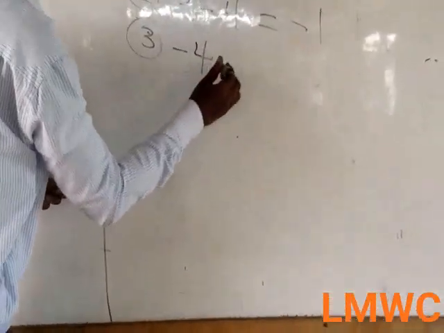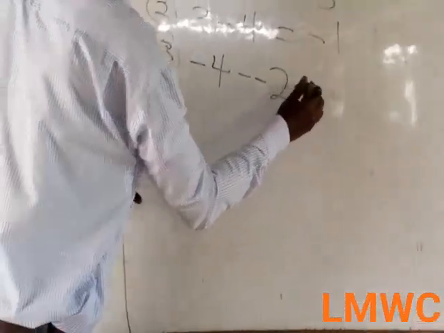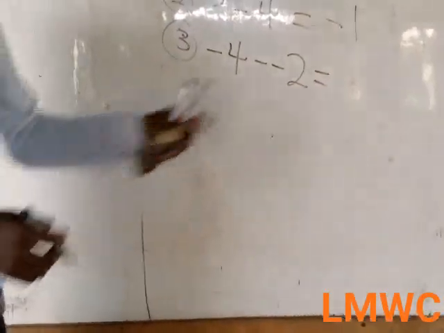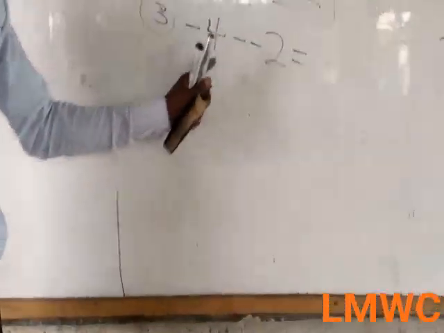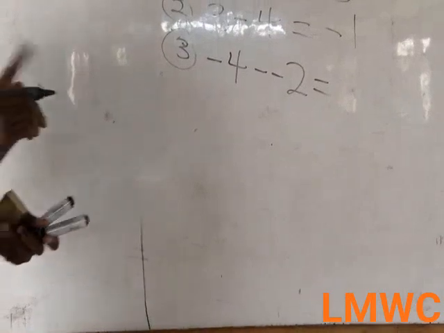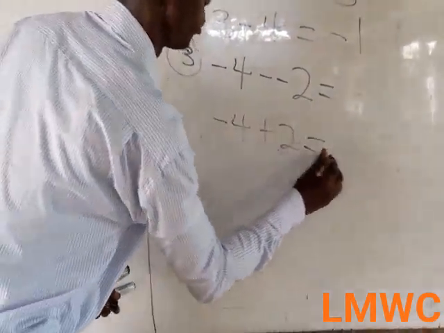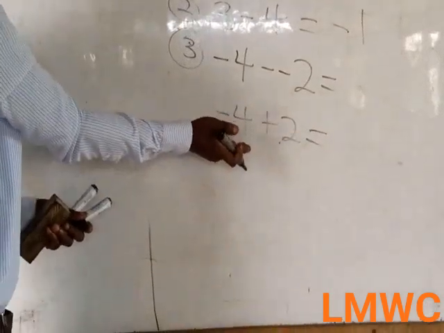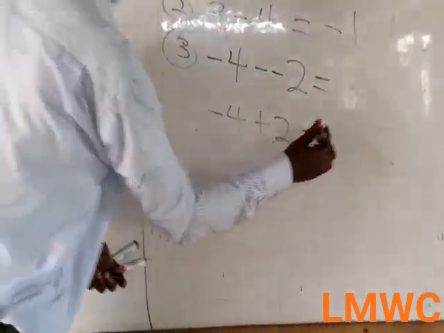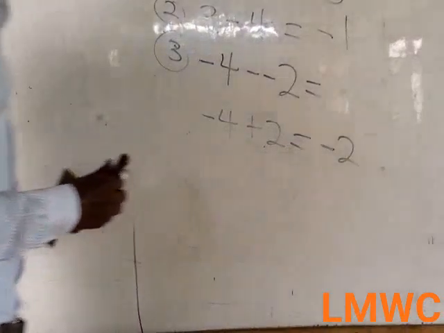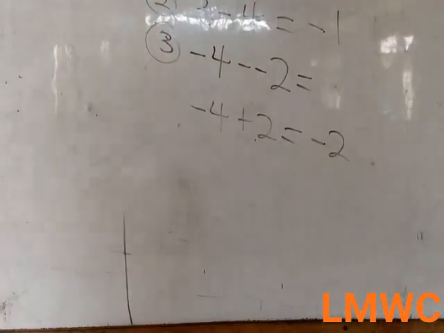Example 3: negative 4 minus negative 2. And always, if two negative signs are meeting, it becomes positive. So it's negative 4 plus 2. So you owe someone 4, you went and paid 2. It's left with negative 2. Let's take another example.